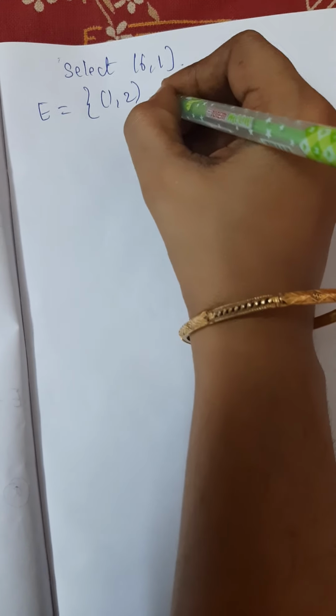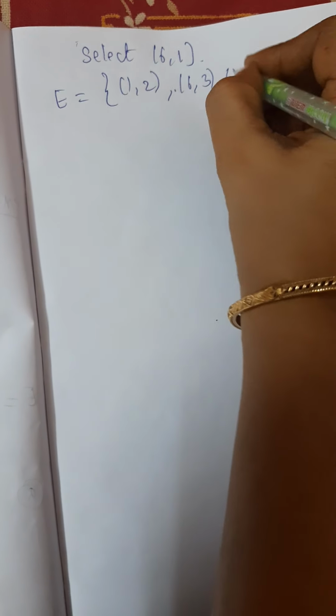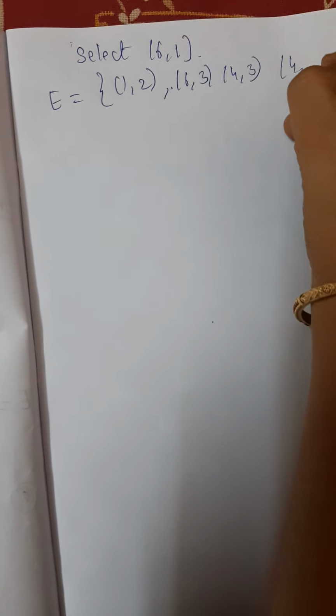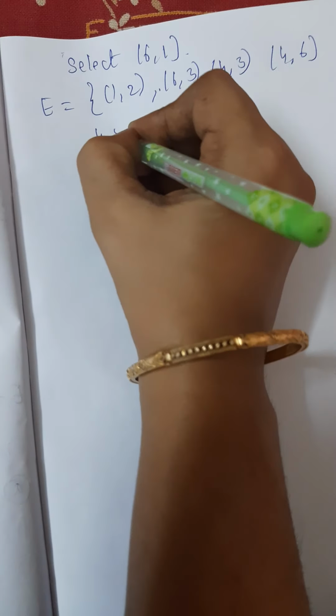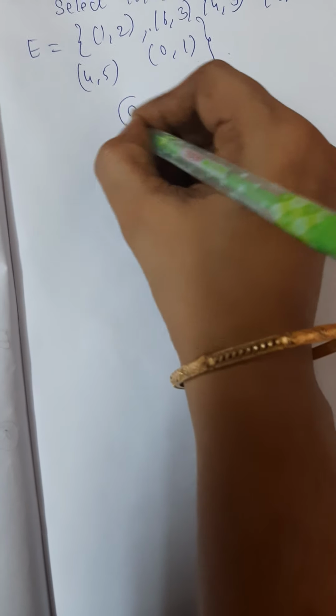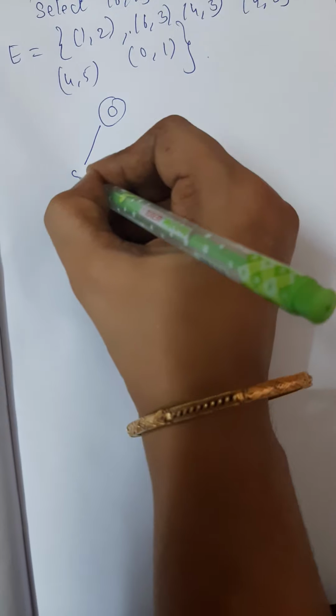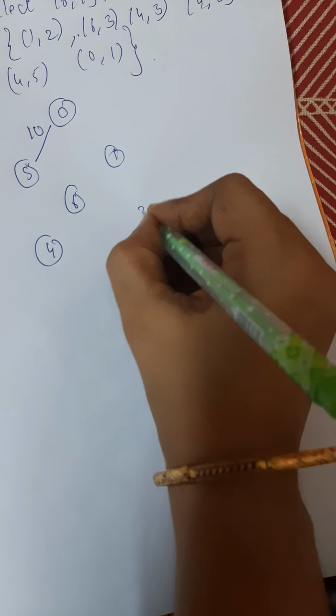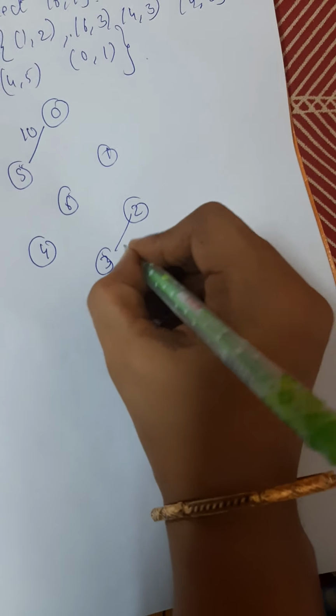1 2, 6 3, 4 3, 4 6, 4 5, 0 1. I'm selecting. Now I will add the 6 1 edge. It doesn't form a cycle. So I'm adding: this is 10, this is 1 6, 4 2, 3. This we already have.